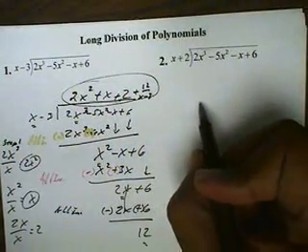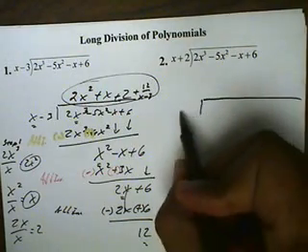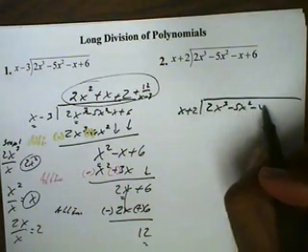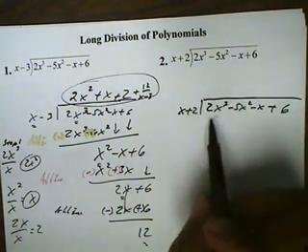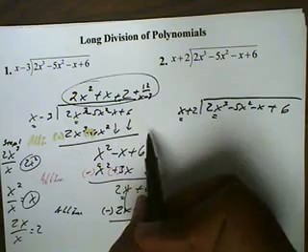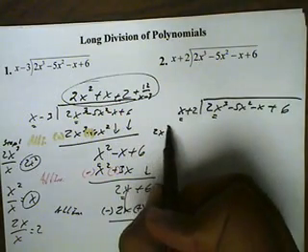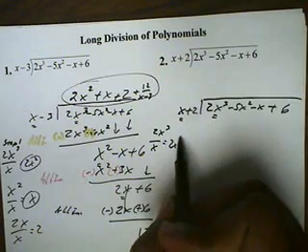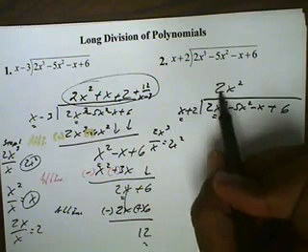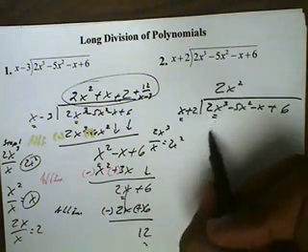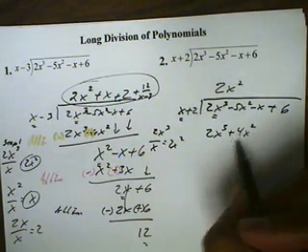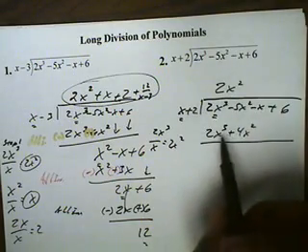Okay, once again with this one, we'll be dividing x plus 2 into 2x cubed minus 5x squared minus x plus 6. Again, first step, take the first terms and divide them. 2x cubed divided by x is 2x squared. So 2x squared goes here. Then the second step is to distribute my 2x squared times my divisor, which will give me 2x cubed plus 4x squared.